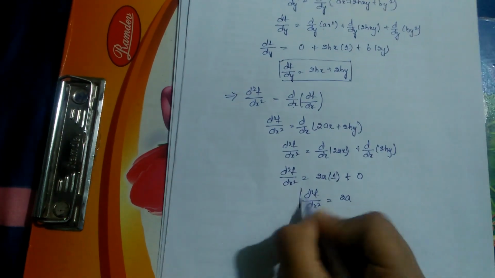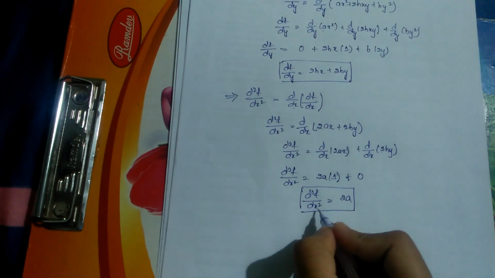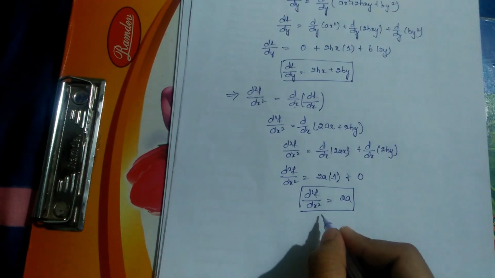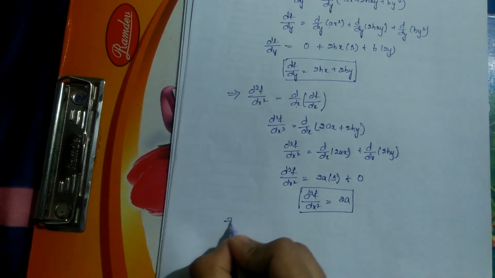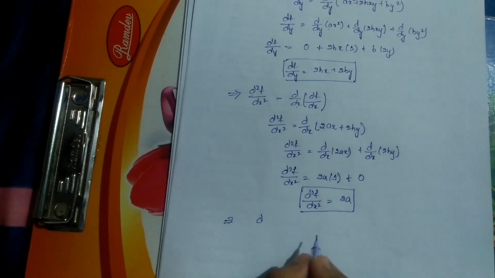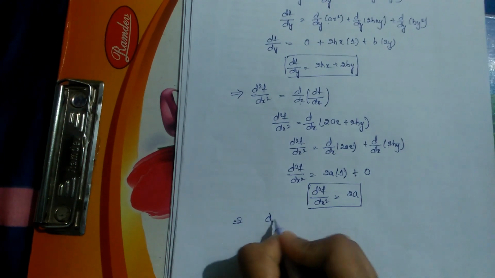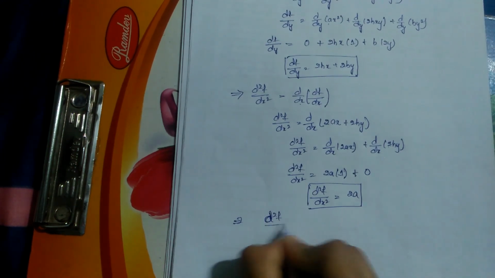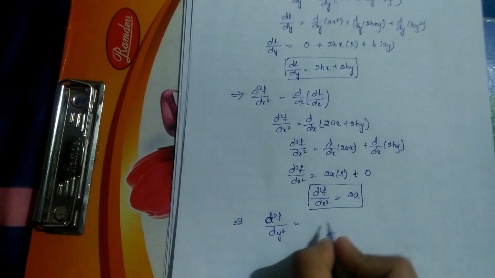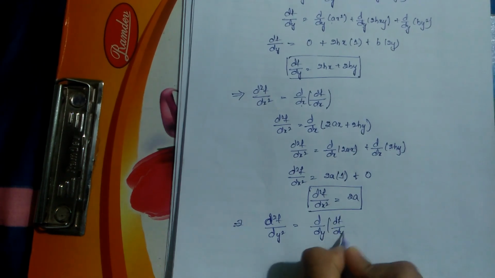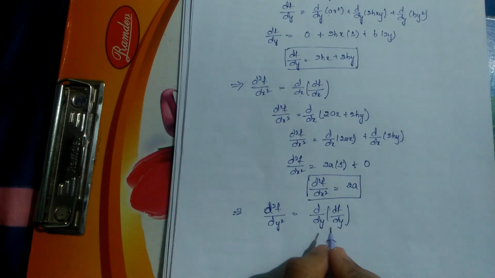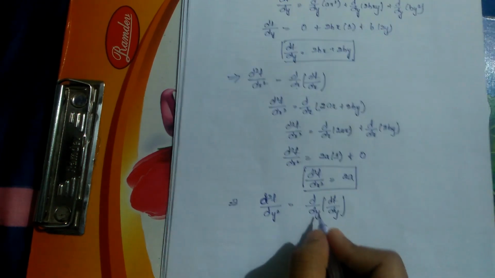So this is the second order partial derivative of the function with respect to x, which gives 2a. Now similarly, find the second order partial derivative with respect to y, that is ∂²f/∂y² equals ∂/∂y of ∂f/∂y. This gives the second order partial derivative with respect to y.